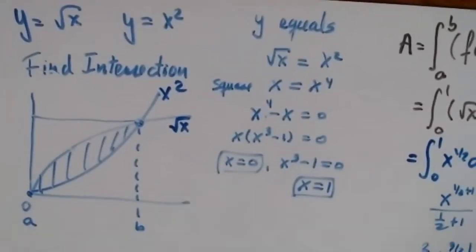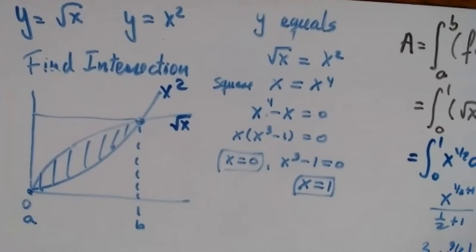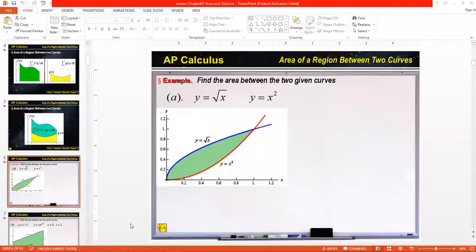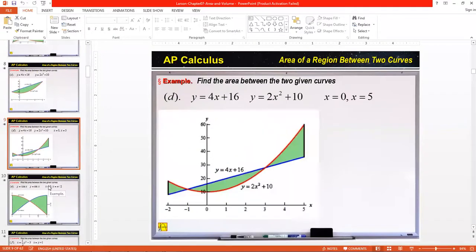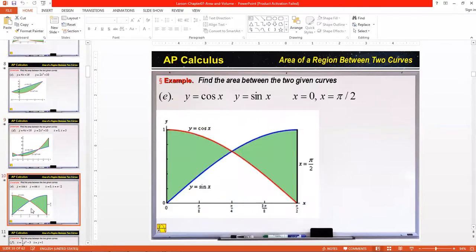Okay, let me see if I have something more interesting. For instance, this one right here. Now let's do a trigonometric equation. Find the area between the two given curves. One is cosine x and the other one is sine x, and you want to know the area between x equals 0 and x equals pi over 2.